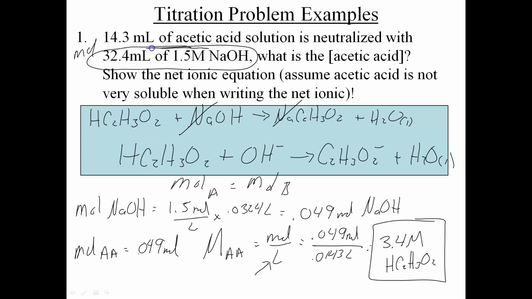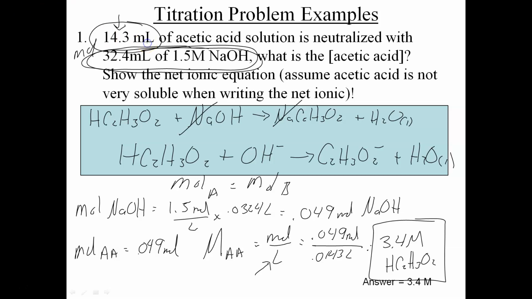So you figure out how many moles of base you had. That's equivalent to the moles of acid. And to find the molarity, it's moles of acid over liters of acid. That's the 14.3 milliliters of acid. All right, so just make sure we keep some of the small details under control, and you'll be okay. All right, so that's number one.